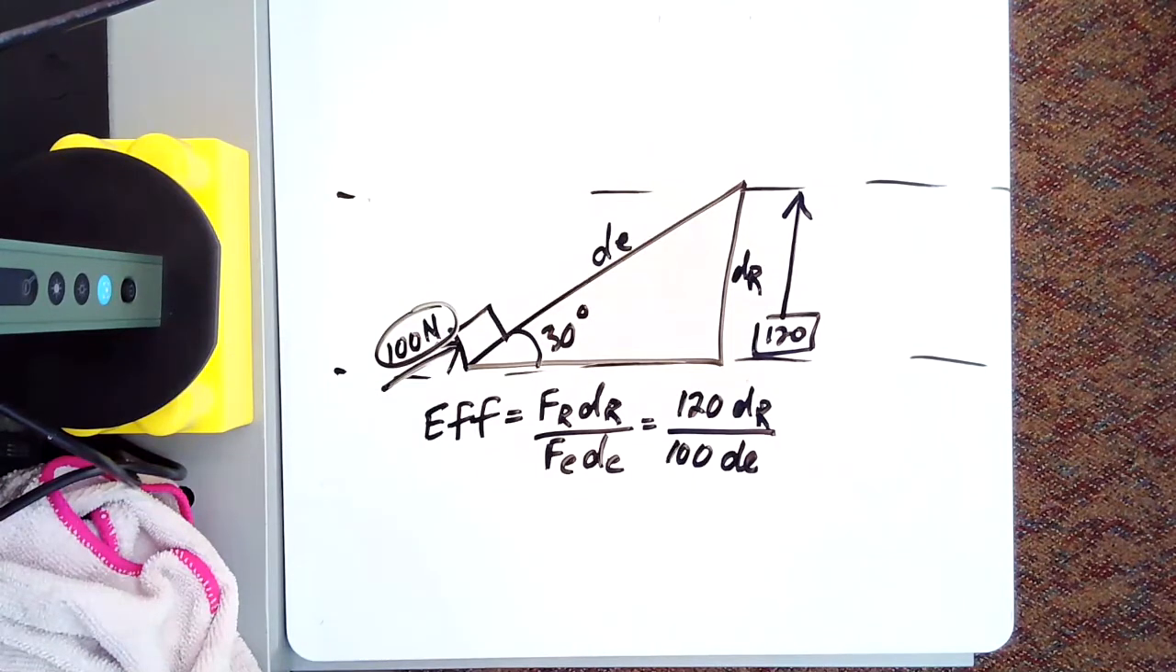No, I don't have any numbers for these sides, but I do have an angle. Multiply what by sine 30? Multiply dR over dE by sine 30? Why?